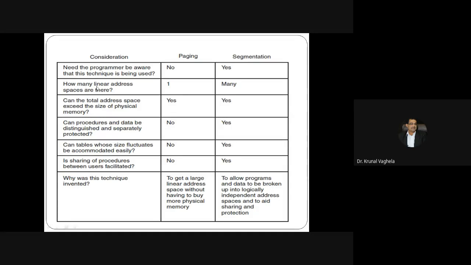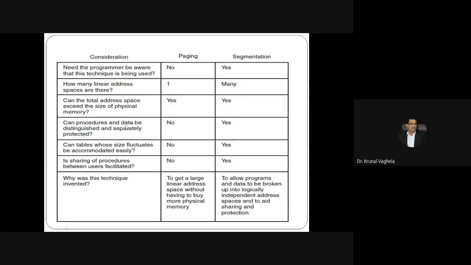How many linear address spaces? In paging, only one. We have already seen 0 to some 64K, but here there are many different address spaces for different segments. Can the total address space exceed the size of physical memory? Yes. The answer is yes. That is why we are using paging and segmentation, because the total address space is much more than the size of actual memory which is physically available.